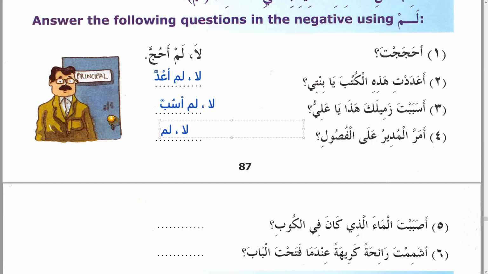Use yeah. Yes. لم يمر and then give it a fatha. خلاص. يمر خلاص. نعم. الحمد لله. لم يمر. No, he did not pass. صببت الماء الذي كان في الكوب. Did you pour the water which was in the cup?